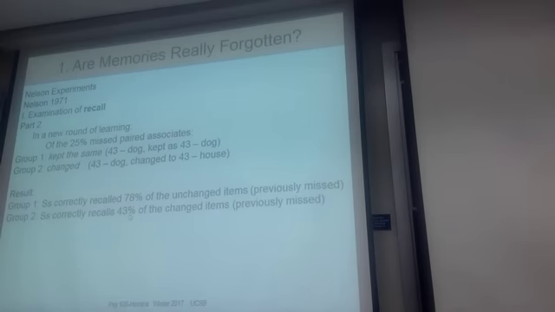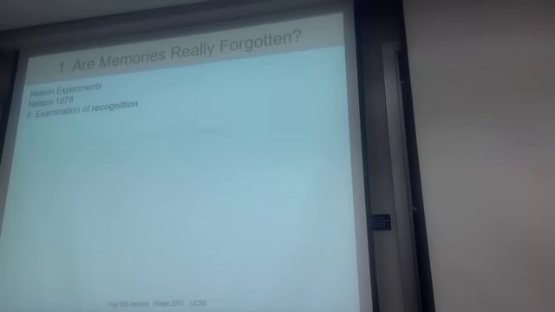What this suggests is that there's some trace of memory left. If there was nothing left of those ones that they had gotten wrong, these two rates should be the same, because it should be like you're just learning again from scratch, but they're not. There's still some information that they're holding on to, and that's why they do better here.